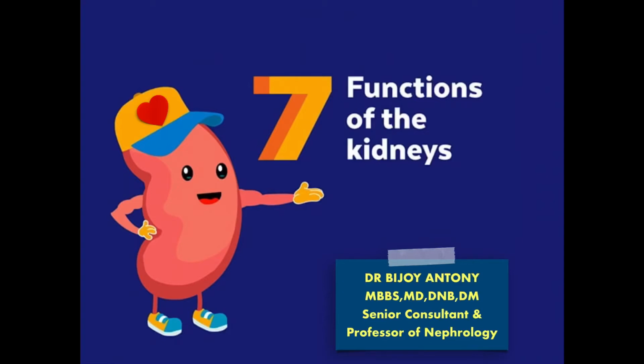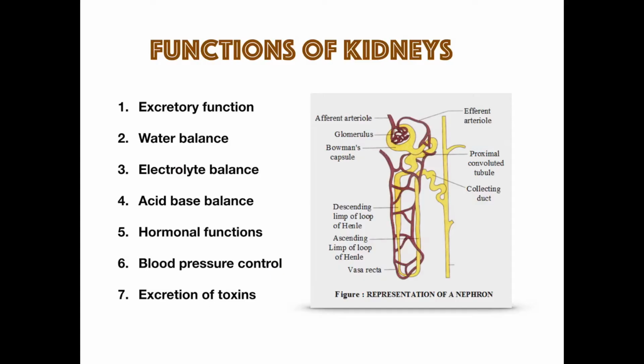Kidneys and liver are the two important excretory organs of the body. So I'll be explaining to you the seven important functions of our kidneys. So what are the important functions of kidneys? The most important function of the kidneys is the excretory function.